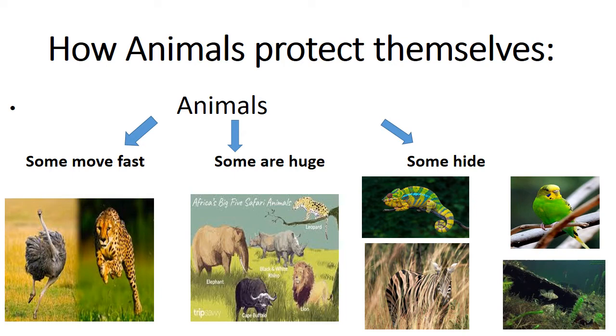Some animals hide, like you have chameleon, parrot, and zebras. These fishes can hide underwater, under the seas. So there are basically three ways through which animals protect themselves. Some move fast, some are huge, and some can hide.